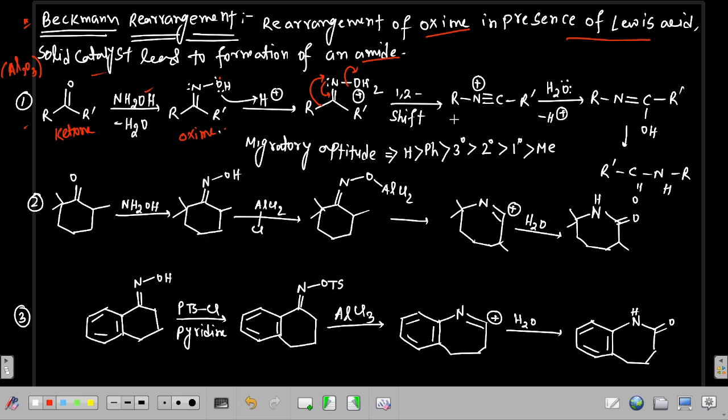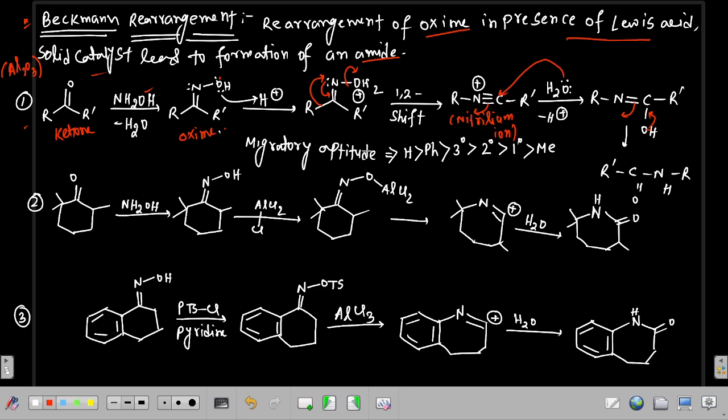So it gives this nitrilium ion. This is the nitrilium ion, and later in the presence of H2O, this H2O will attack on the carbon, this bond will break, and it gives this enol-type derivative. After this it undergoes tautomerization to give this amide.